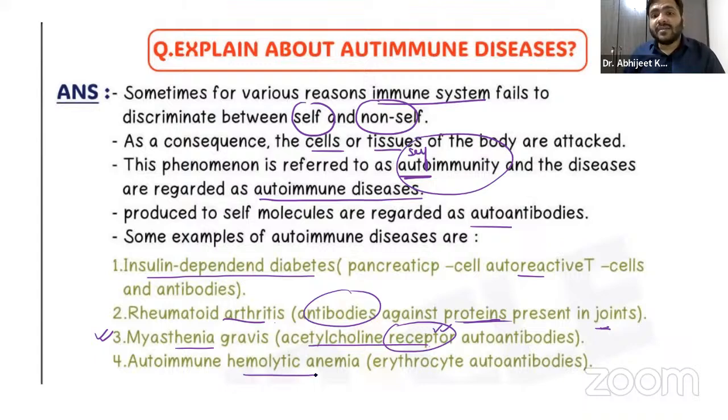Autoimmune hemolytic anemia. Basically, our body is trying to make antibodies against our own RBCs, the erythrocyte autoantibodies. That leads to hemolysis, guys. The RBCs will be getting destroyed, and obviously there will be less hemoglobin in the blood, resulting in anemia. That is due to our own body trying to destroy it. That's why it is referred to as autoimmune hemolytic anemia.